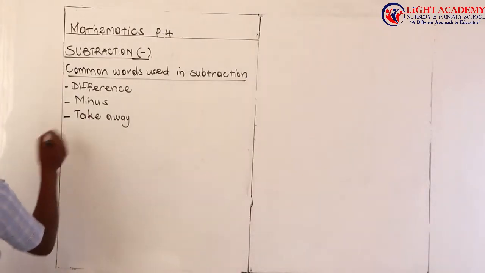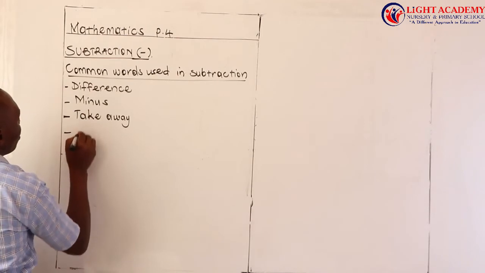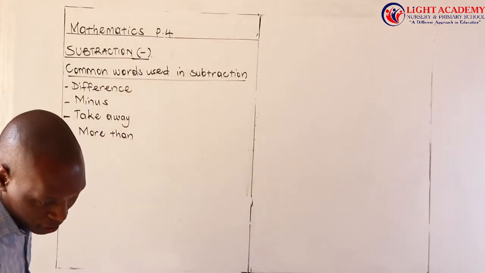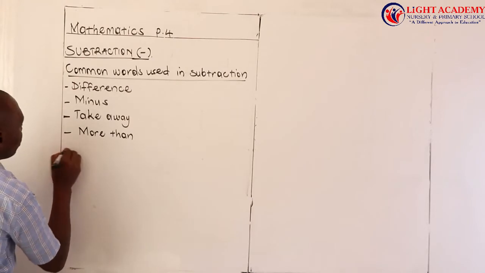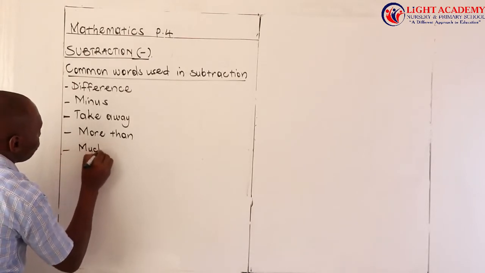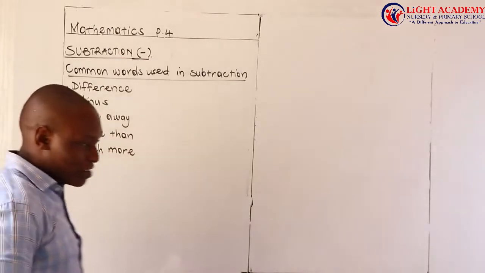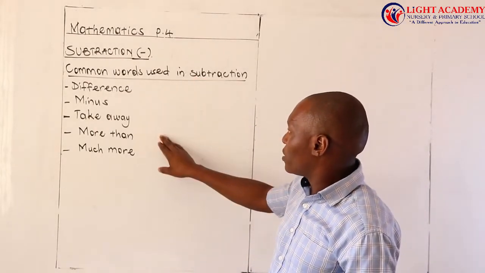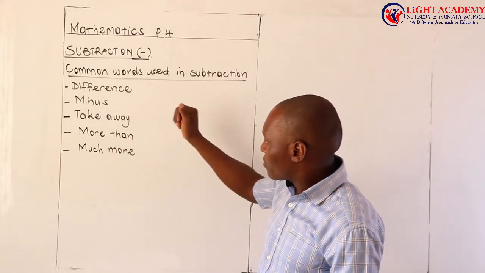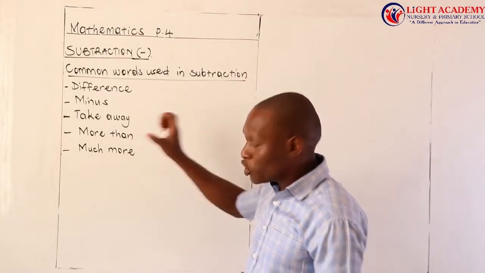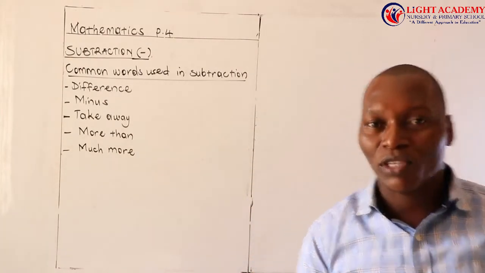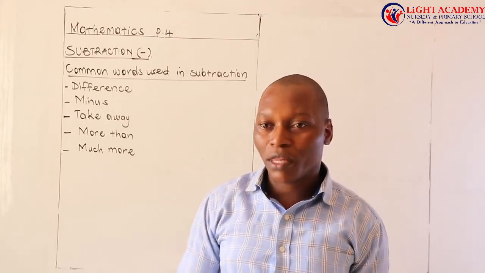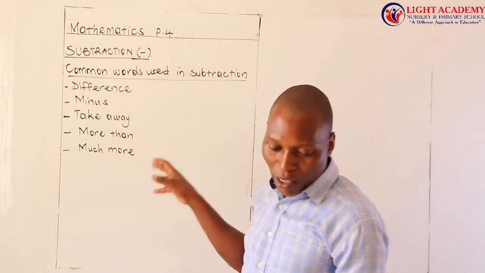There is also this other word which you can use to mean subtraction: more than. When you meet this, it also requires us to subtract. There is also another one which is used when we are counting issues concerning money: much more. There are some other words, but for this lesson, let me just refer to these words: difference, minus, take away, more than, much more. Should I meet them in one of the questions of mathematics, they are telling me that what I should do must be subtraction. Are we together? So these words can be used to refer to what we are calling subtraction.